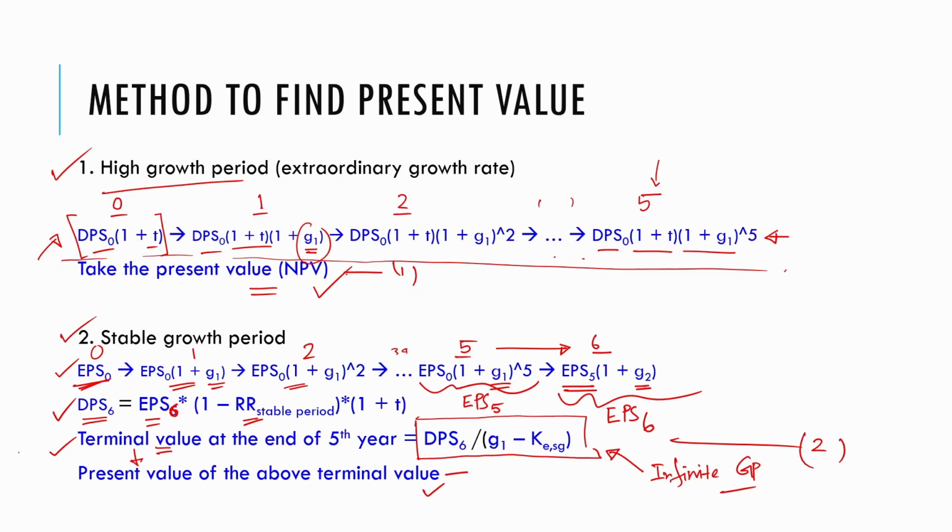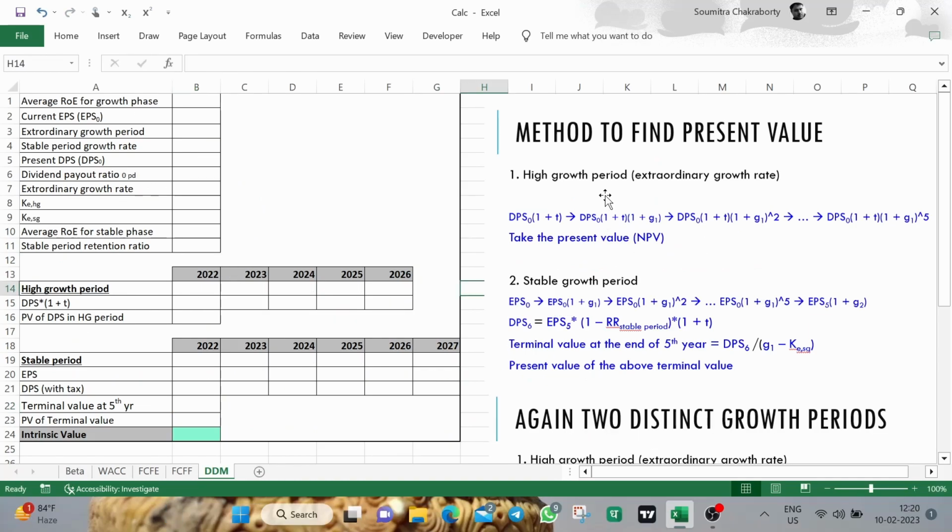using a spreadsheet. So let us come to the spreadsheet to complete the process. Okay, so here is the spreadsheet. We will implement the model. So first of all, note that there is an entry for average ROE for the growth phase, and we don't need to calculate this once again because we have already computed it in FCFE.